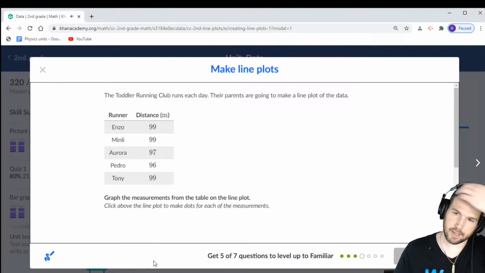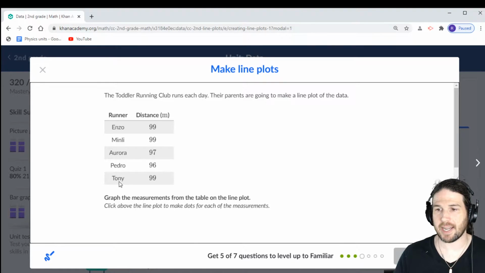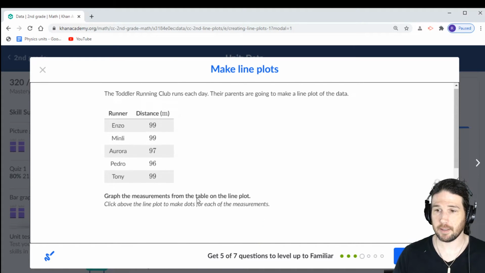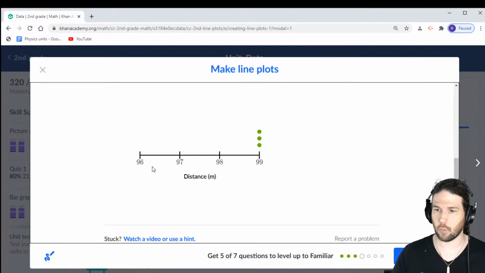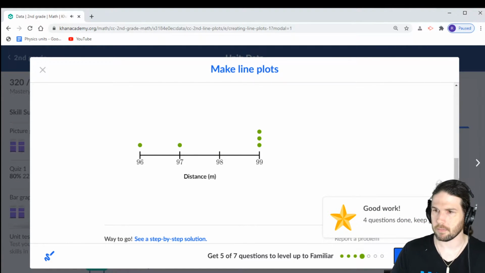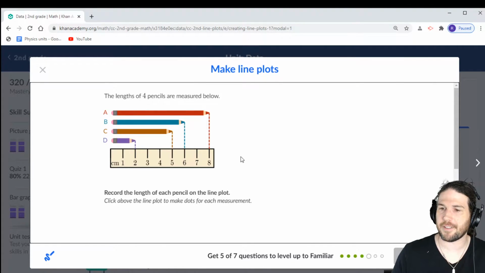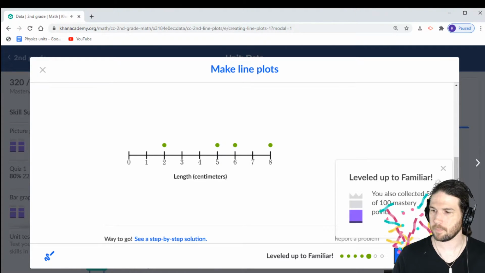Let's see what we got here. Enzo, Minley, and Tony each got 99 meters. So that's 3 for 99. I don't see any 98s, but I see 1 at 97 for Aurora and 1 at 96 for Pedro. And I think that's it. No problem. Still pencils. We've got 1, 8, 6, 5, and 2. Let's move on.